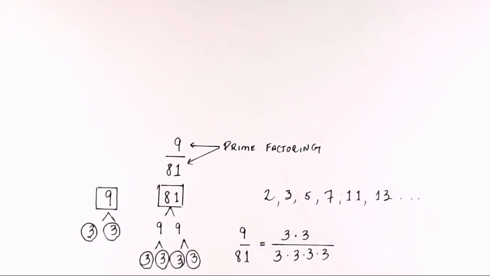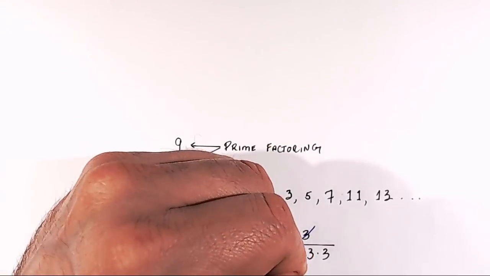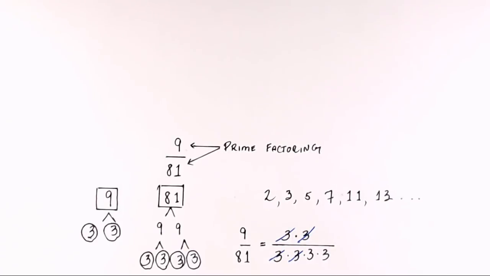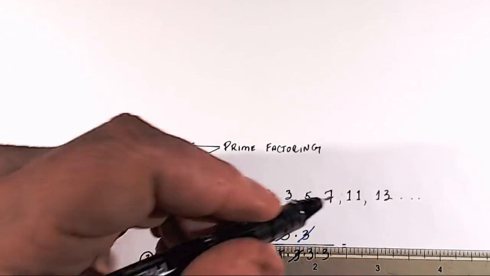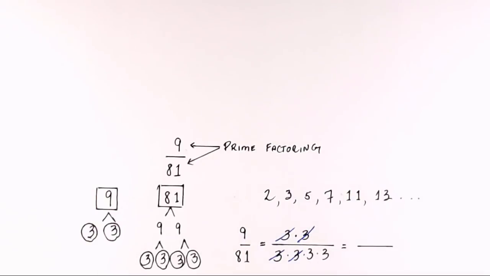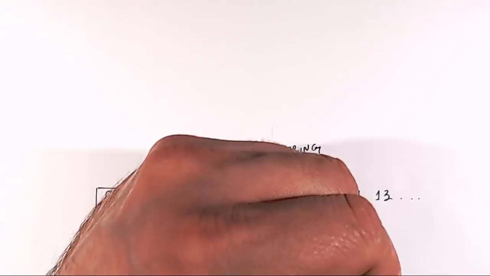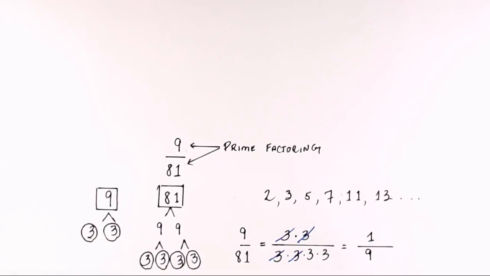And now it's time to cancel. So if you have the same number in the numerator and the denominator, you can cancel it. So we can cancel one 3 in the numerator with one 3 in the denominator, and another 3 in the numerator with another 3 in the denominator. One common problem is that once you cancel all the numbers in the numerator, what's left? And what's left is 1. So this equals 1 over 3 times 3. Well, what's 3 times 3? It's 9. So 9 over 81 can be reduced to 1 over 9.